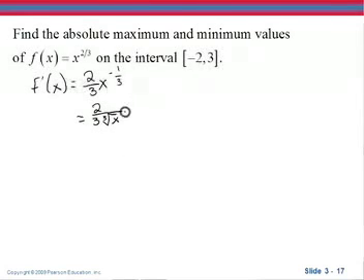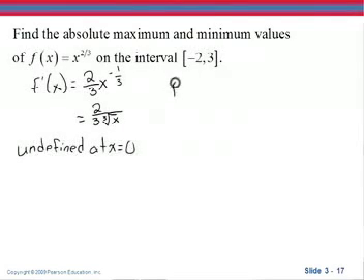Now this is never going to be equal to 0. However, it can be undefined. If x is 0, this would be undefined. So this is undefined at x equals 0. So that is a critical value. So when we evaluate here, we have to evaluate at 0, -2, and 3. So we find f of 0, which is our critical value, is 0 to the 2/3, or 0.